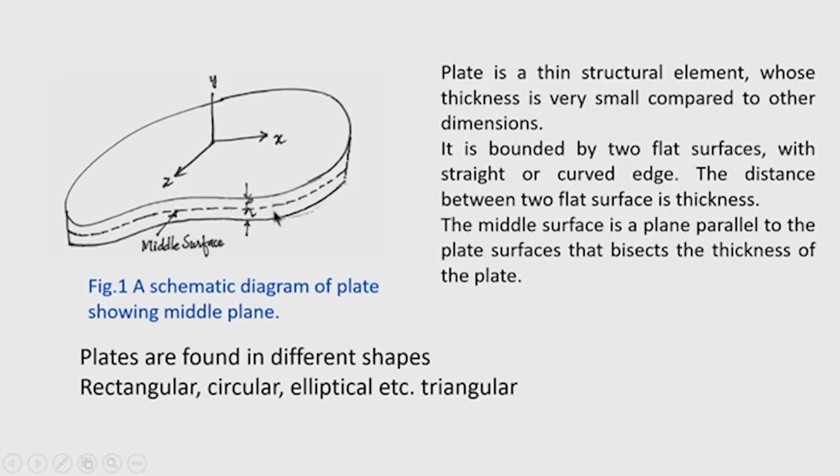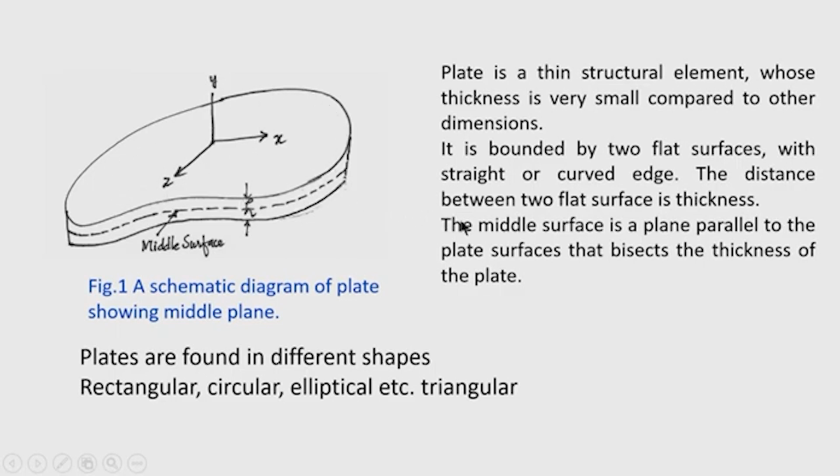The distance between two flat surfaces is known as thickness. So, in a plate where the two surfaces, top and bottom, that you are seeing here are parallel, everywhere this thickness is constant, but there may be situations where thickness varies along the plate dimension.